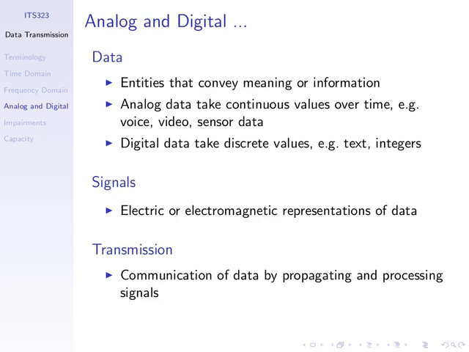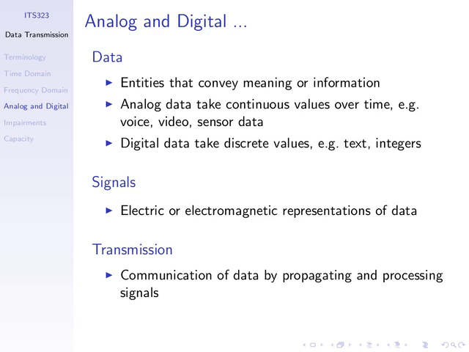The data is the information that we're trying to communicate. We can have analog data like voice, or digital data like text or a set of numbers, where the analog data have continuous values over time and the digital data are discrete values. So that's the information we want to convey.